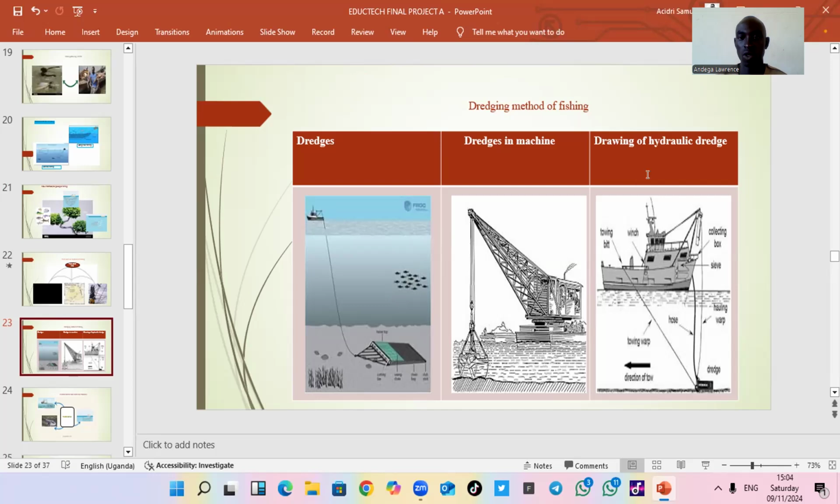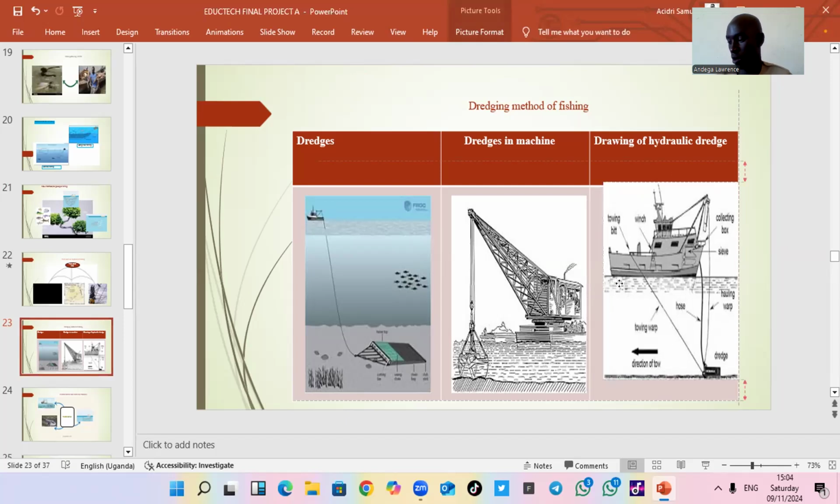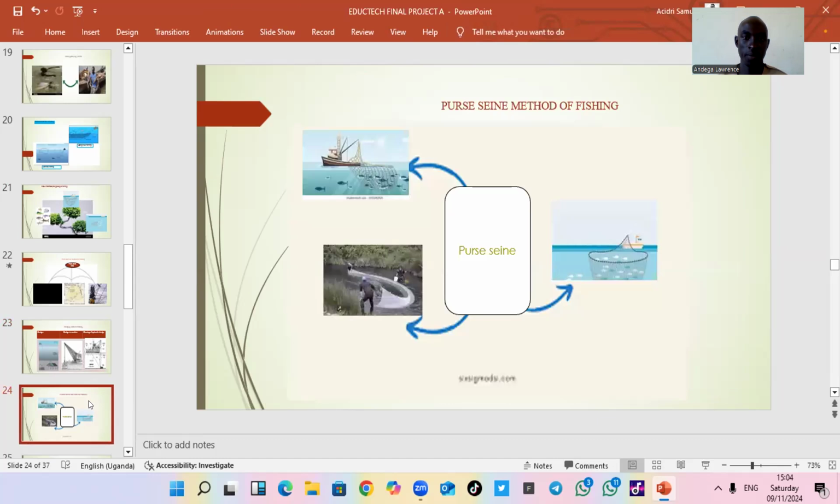And then we have also hydraulic dredges. This is a picture of it. And all these pictures help learners to understand how dredging works, especially when we are talking about methods of fishing in East Africa, because it is one of the methods that are used in East Africa. So it can be used in the lesson development process.